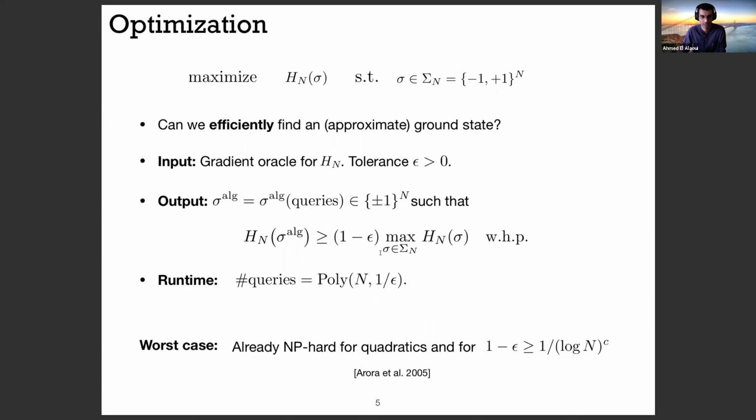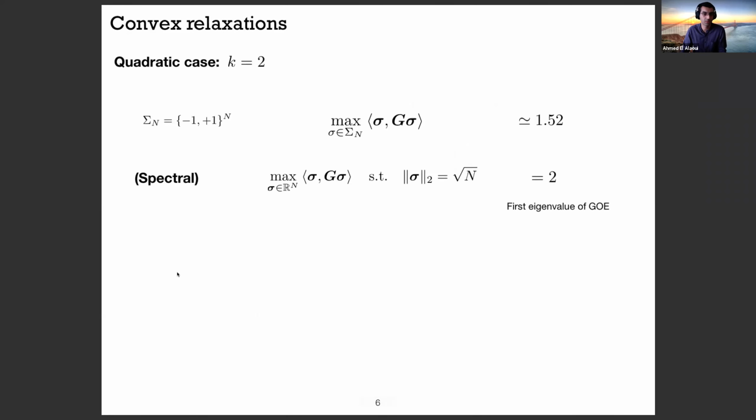Even for the quadratic case, before considering more general functions, this is NP-hard for a very bad approximation already. If you're just looking at an approximation ratio that is 1 over log n to some power, then that's already NP-hard. But here, since the model is random, we can try to exploit the randomness and circumvent this worst case scenario. So one approach that one can naturally think about is convex relaxation.